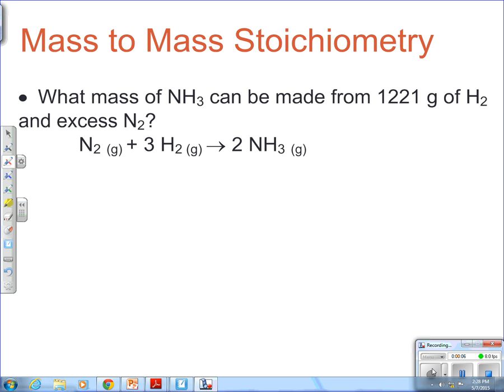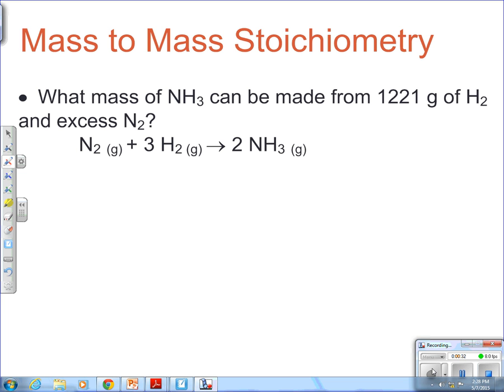Let's imagine that we work in a laboratory and we are given a task, and our task is to figure out what mass of ammonia we can make if we use 1,221 grams of hydrogen and excess nitrogen, which just means that we have as much nitrogen as we could possibly need, probably from the air around us. So let's take a look at how to approach this problem.